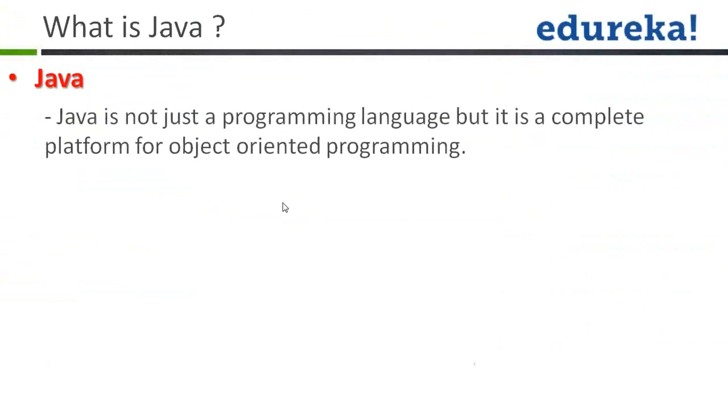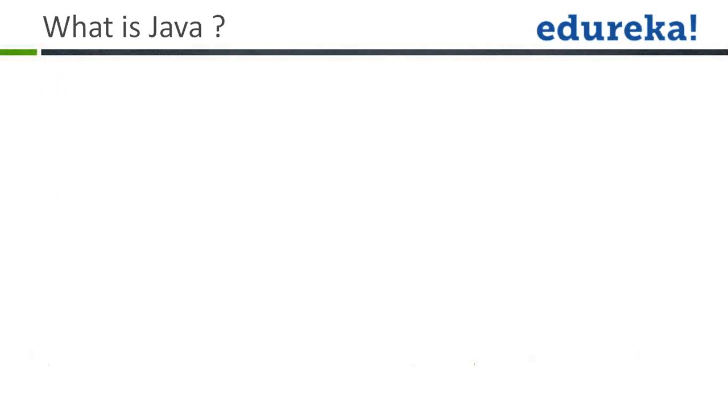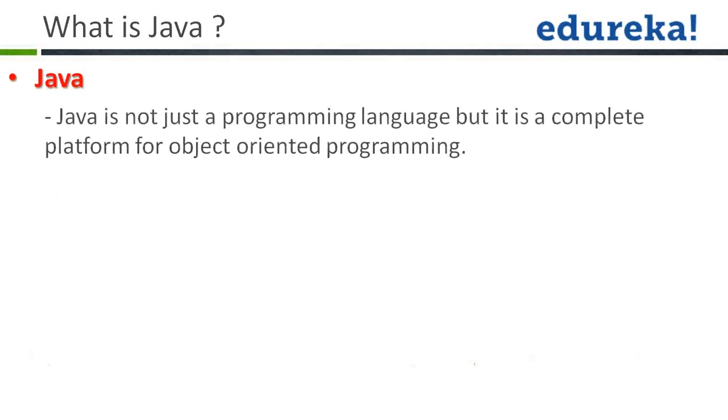What is Java? Java is not just a programming language, but it is a complete platform for object-oriented programming. It uses the OOP concepts. You would have heard of it. That means it uses concepts like inheritance, polymorphism, encapsulation, overloading, overriding. These kinds of concepts are present in object-oriented programming. The other aspect is, in Java, everything revolves around objects. You'll have to create an object in order to do anything. Every other thing is done using objects in Java because it is an object-oriented language.